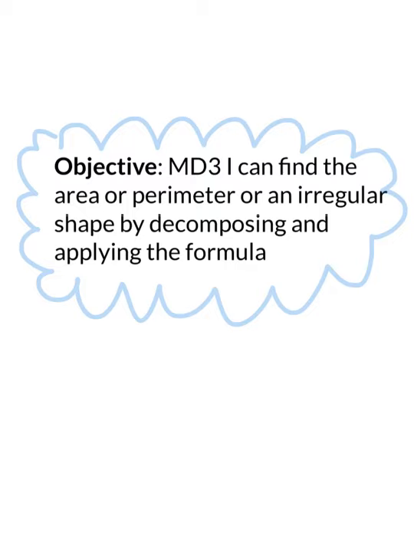Today's objective: I can find the area or perimeter of an irregular shape by decomposing and applying the formula. So the last 2 days you spent practicing area and perimeter on regular shapes like squares and rectangles. Today our focus is going to be on these irregular shapes.